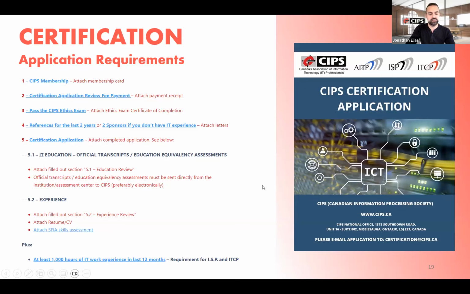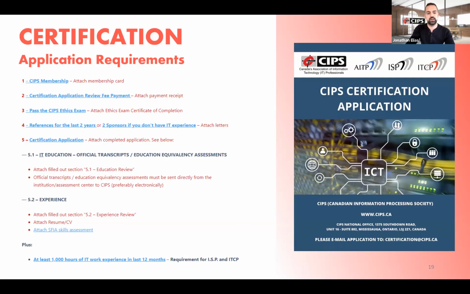Now, in the application itself, we have the IT education review section, where you'll provide any official transcripts for any IT university or college education that you have in North America. Or if you have education outside of North America, you would provide a Canadian course-by-course equivalency assessment instead of the official transcripts. And in both cases, the assessment or transcript must come directly from the institution to CIPS to ensure authenticity.